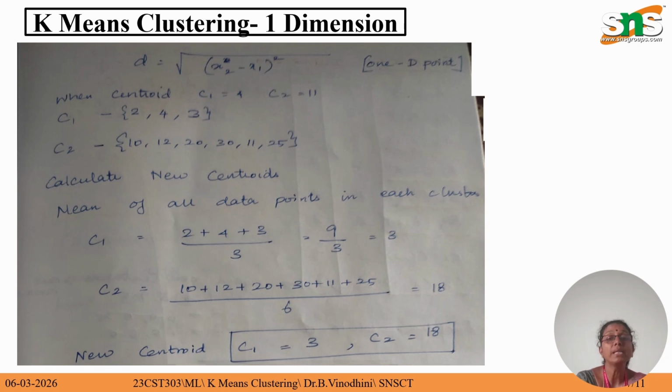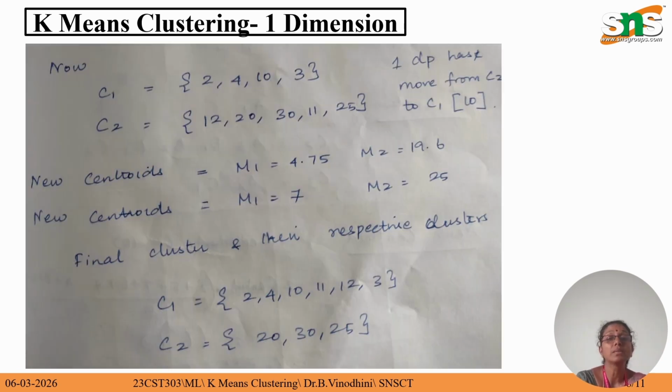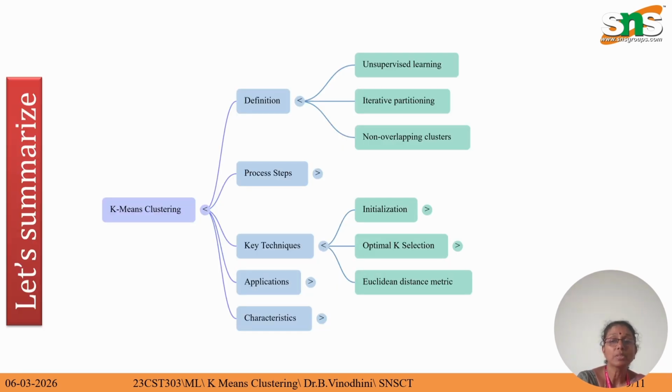So finally, we have two clusters. Cluster 1 contains the data points 2, 4, 10, 11, 12 and 3, and cluster 2 contains the data points 20, 30 and 25. We have 4 iterations in this process. The final centroid values are 7 and 25. So this is the process of finding clusters using one-dimensional data points.